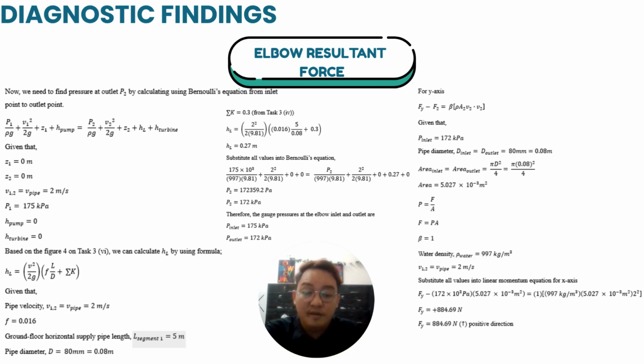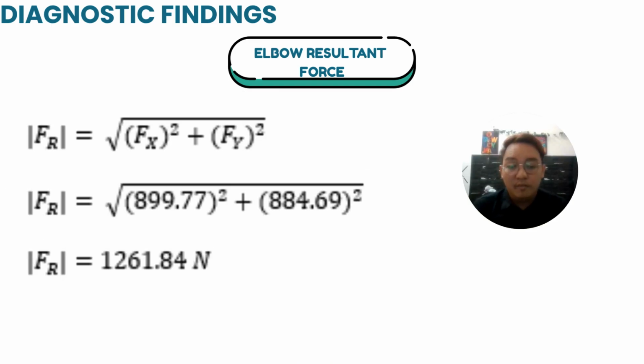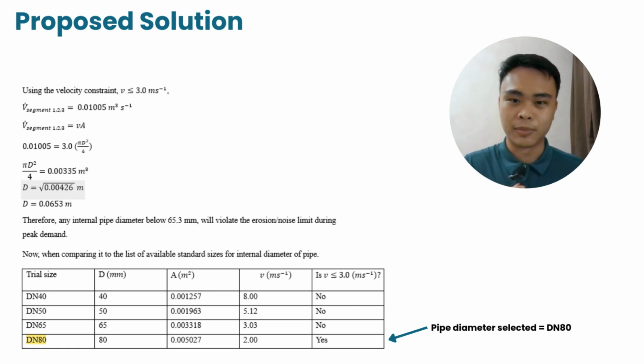So this is for the y-axis calculation. We also use the same method, using the Bernoulli equation to find the pressure outlet. After that, we substitute the value inside the linear momentum for the y-axis and find the resultant force for the y-axis is 4.69. After getting both values for the force at the x and y axes, we can calculate the resultant force, and the final answer is 1261.84 Newton.